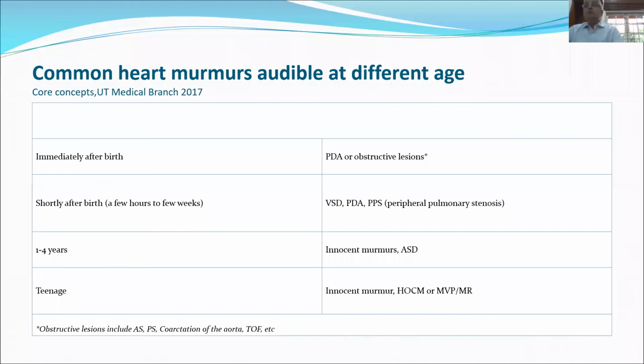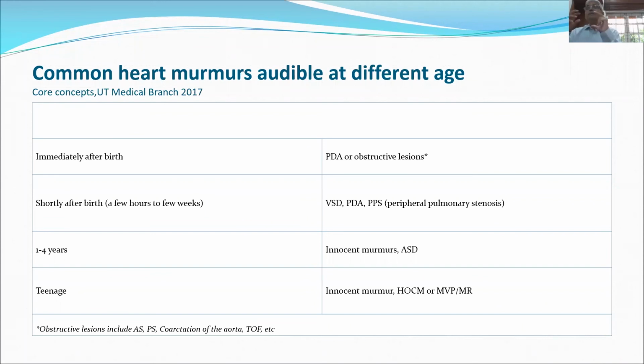If it's a harsher murmur, it's an obstructive murmur, which is either aortic stenosis or pulmonary stenosis or tetralogy of Fallot. And if you're hearing it a few hours to a few weeks later, it can still be an obstructive lesion. It can still be a PDA, but VSD also comes into the picture. And at this age group, a soft murmur heard in the pulmonary area and lung fields is related to a physiological peripheral pulmonary artery stenosis.